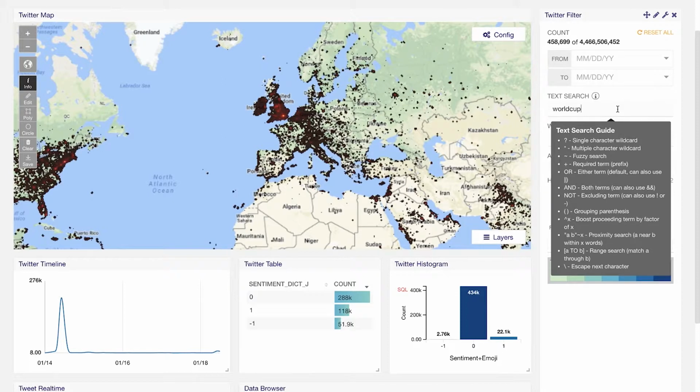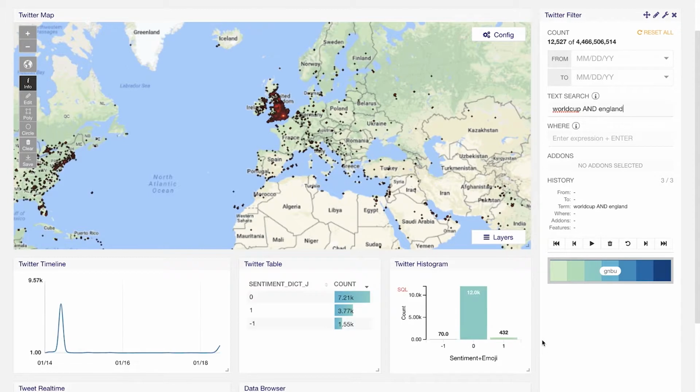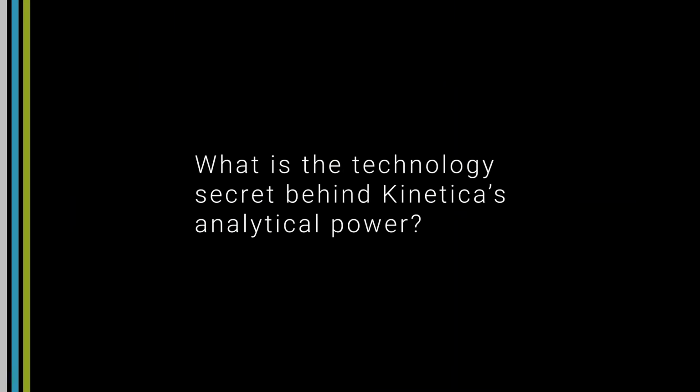And I can get more refined. I can say, since we're in London, show me all the tweets that mention England and the World Cup. And as you might expect, the majority of those tweets are coming from the UK. But most interestingly is the sentiment of these tweets. They're overwhelmingly positive.